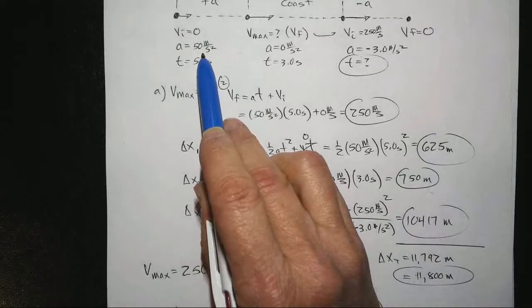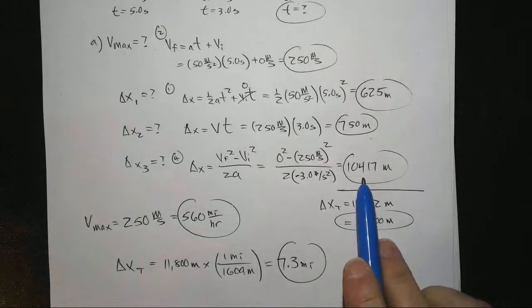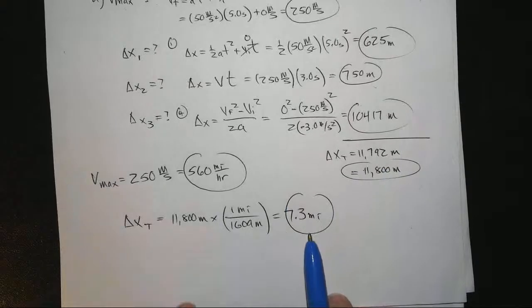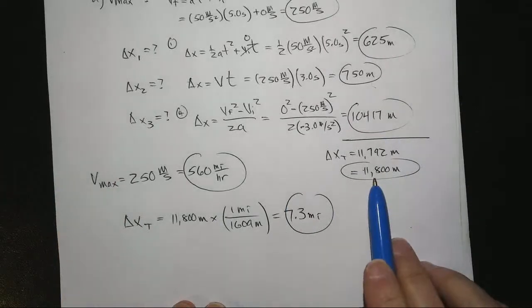So given the fact that the acceleration to slow down is 1/16 or 1/17 the acceleration to get up to maximum velocity, it's really pretty logical that it takes over 10,000 meters to bring this thing to a halt. And remember, you're up at over 500 miles per hour, and most of the journey is slowing the thing down.